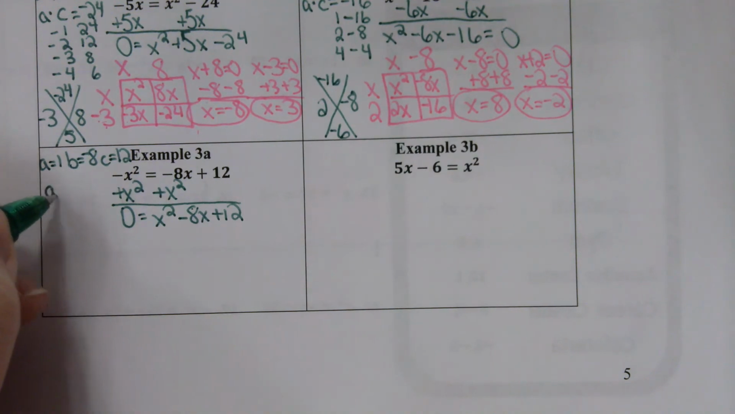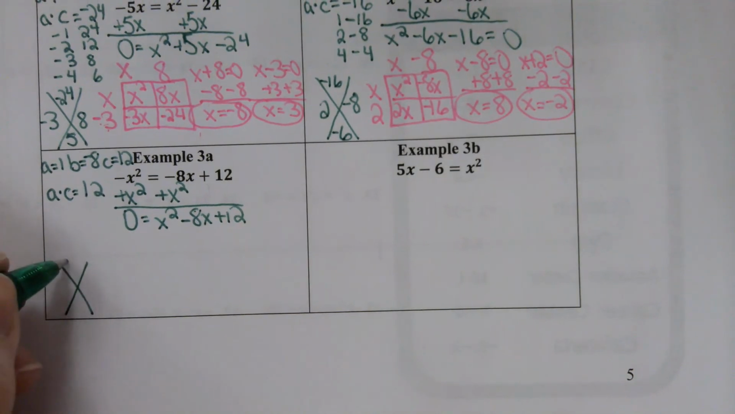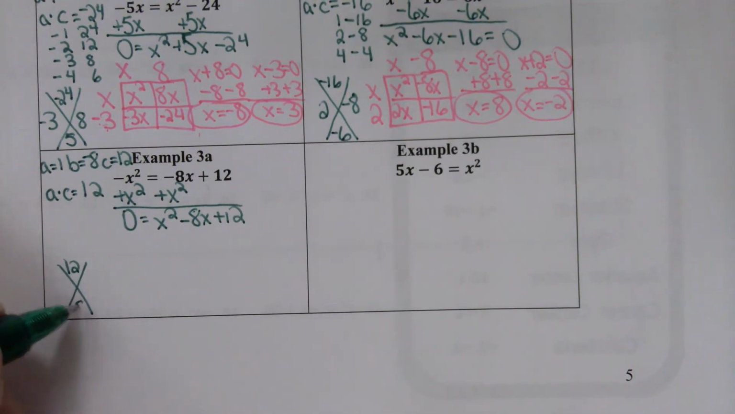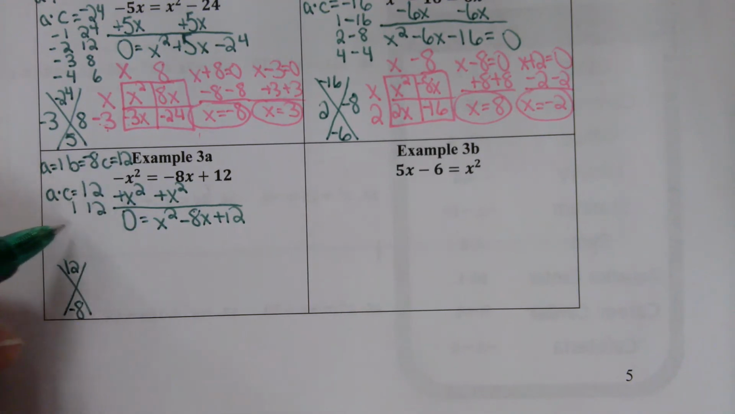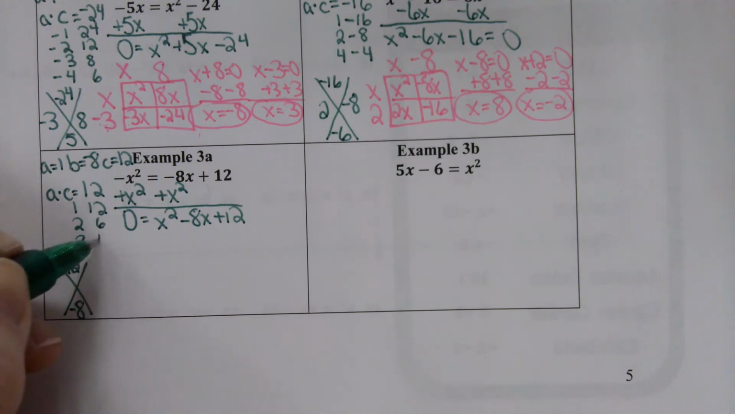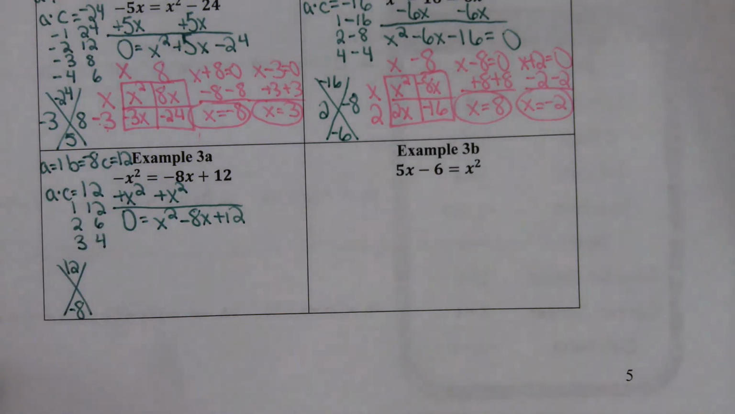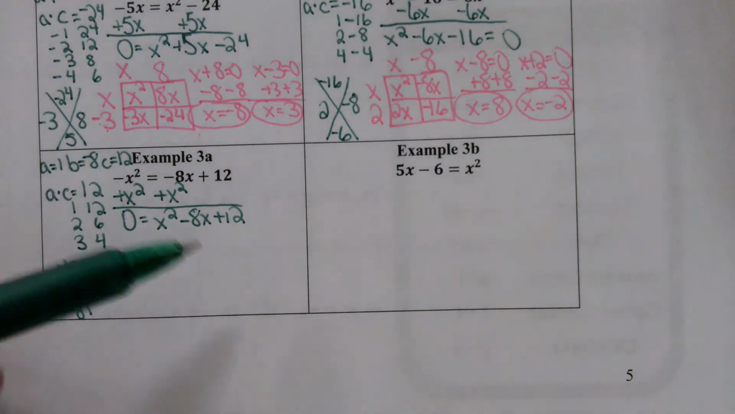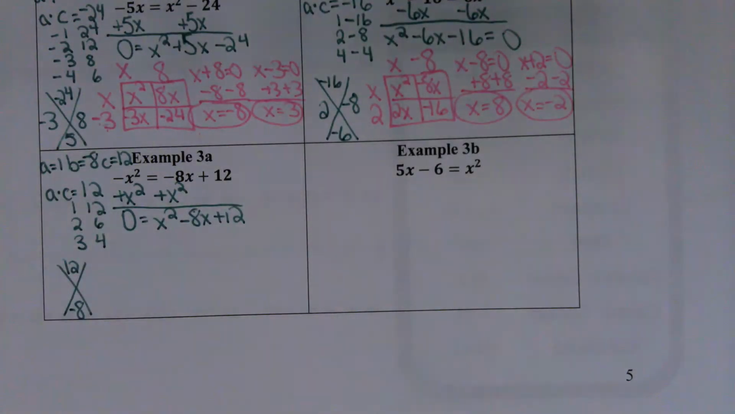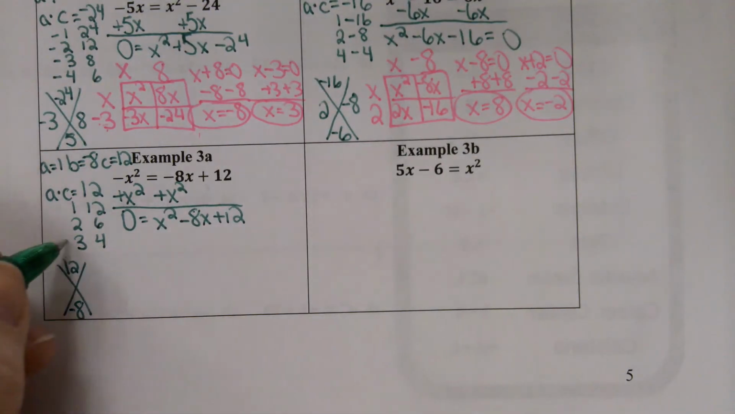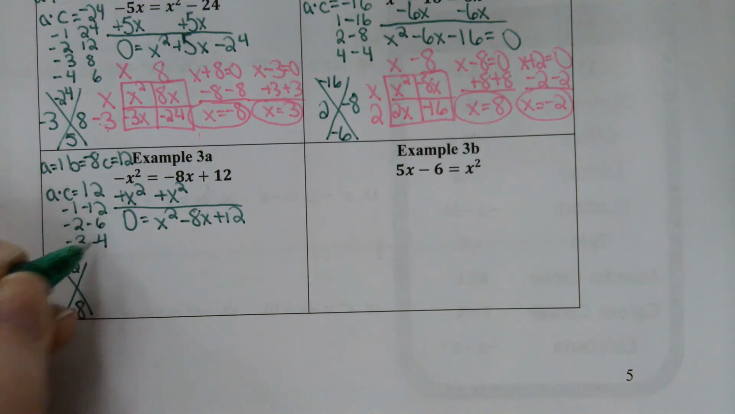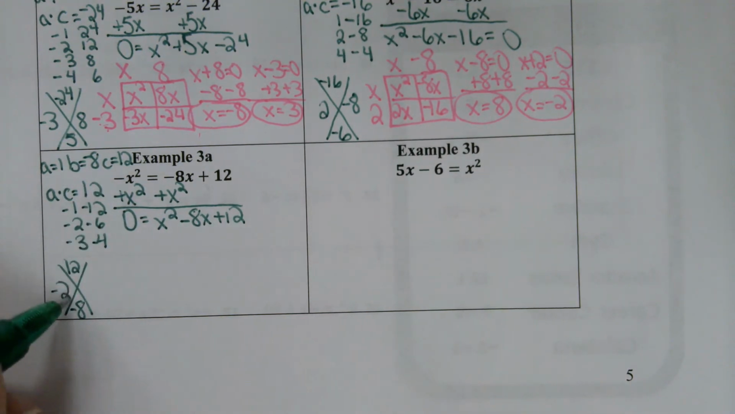A times C equals 12. So in our x, 12 would be on top, and the negative 8 would be on the bottom. Factors of 12: 1 and 12, 2 and 6, 3 and 4. Let's talk signs. The sign of my last number is positive. The sign of the middle number is negative. So that means 2 negatives. Negative 2 and negative 6 are my factors.